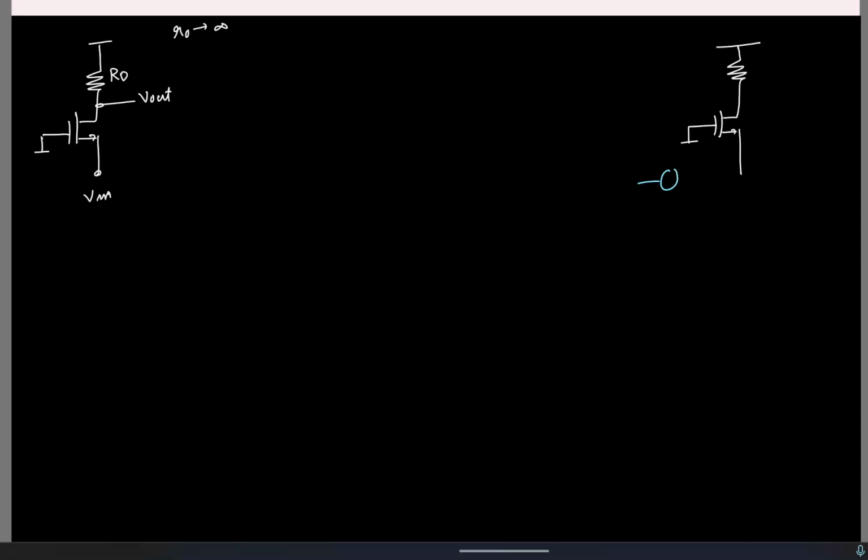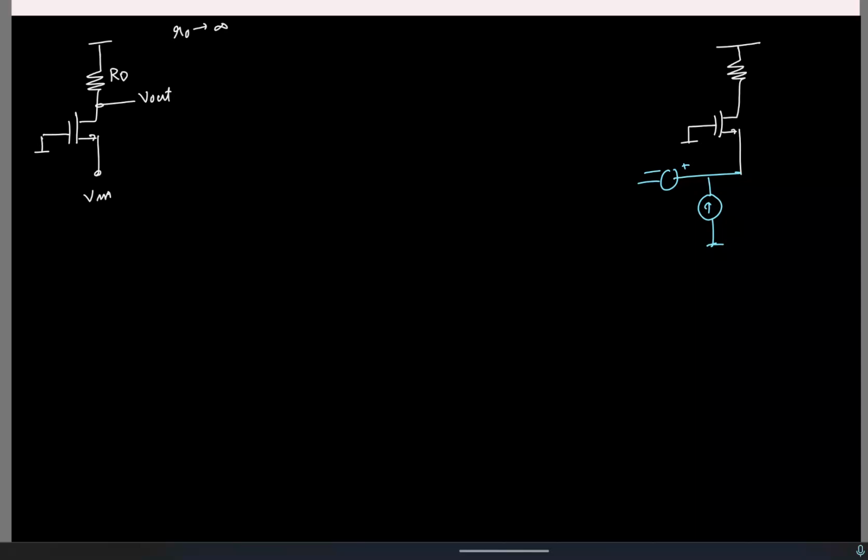So next, let's look at a common gate. Here is where I apply the input. What is the input impedance? I'll assume again R0 is infinity. It's 1 by gm. So I'll have both voltage and current. Okay, let's try to find it. Let me draw the model. This is the noiseless network, and here I'll have both the voltage and the current.